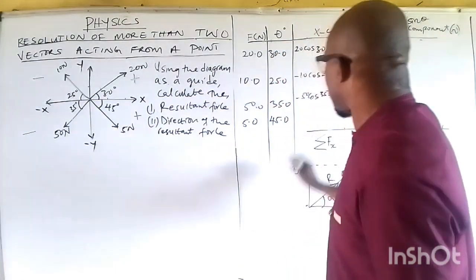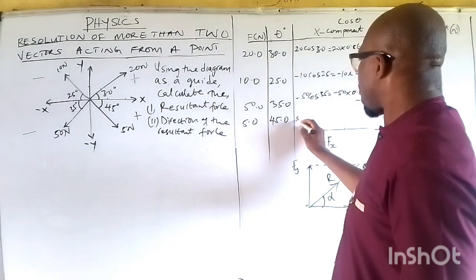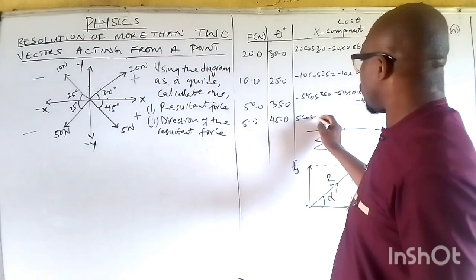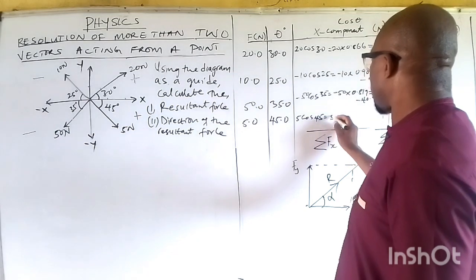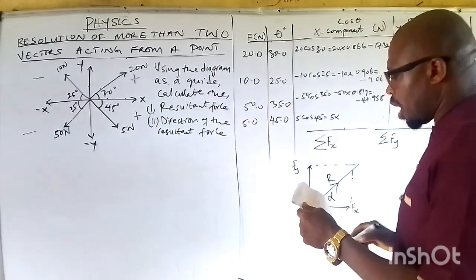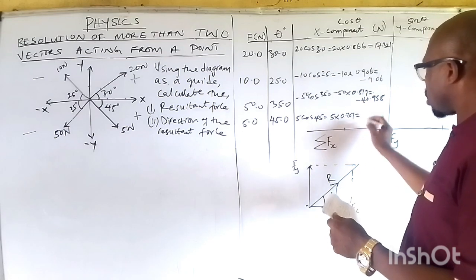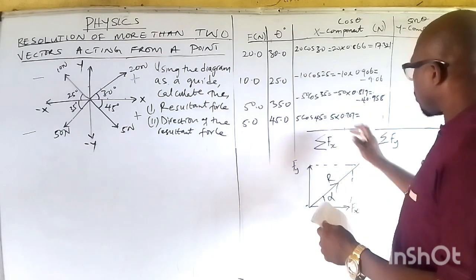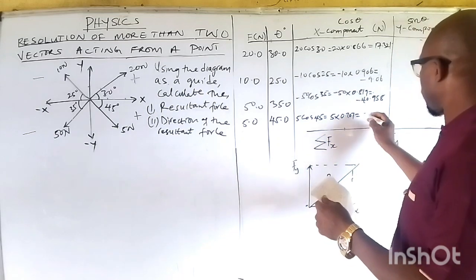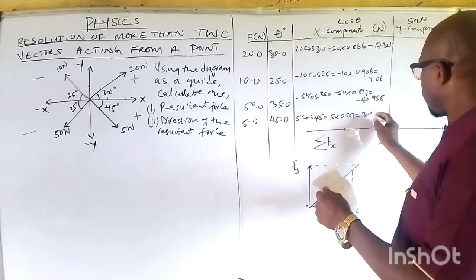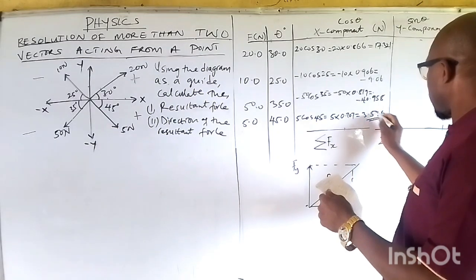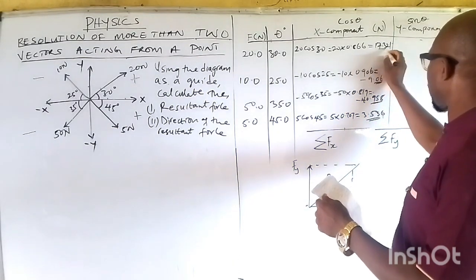The last one will give us 5 cos 45. 5 times cos 45, from the four-figure table, cos 45 is 0.707. Multiplied by 5 will give us 3.536. So at the end of the day, we add up all of these.